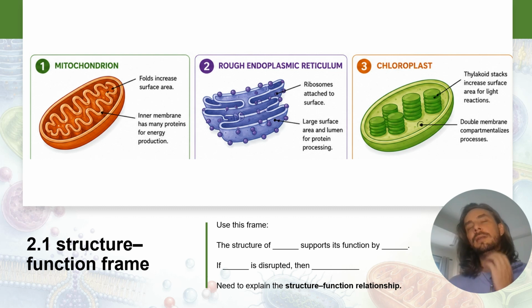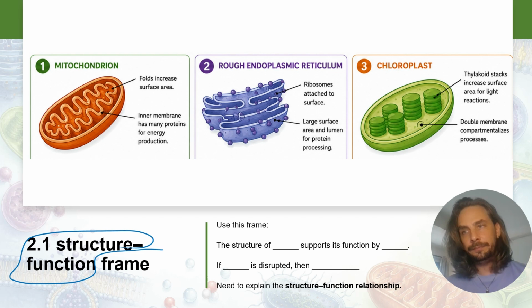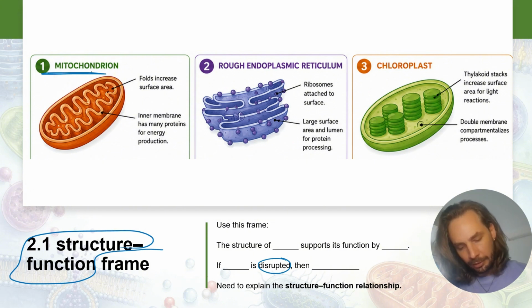Now, it's important for AP Biology that you have a structure. You should remember the structure and function frame, but also need to understand what's going to happen if it is disrupted. Okay, so let's use this example for the mitochondria first. The structure of the mitochondrion supports its function by having folds that increase the surface area.